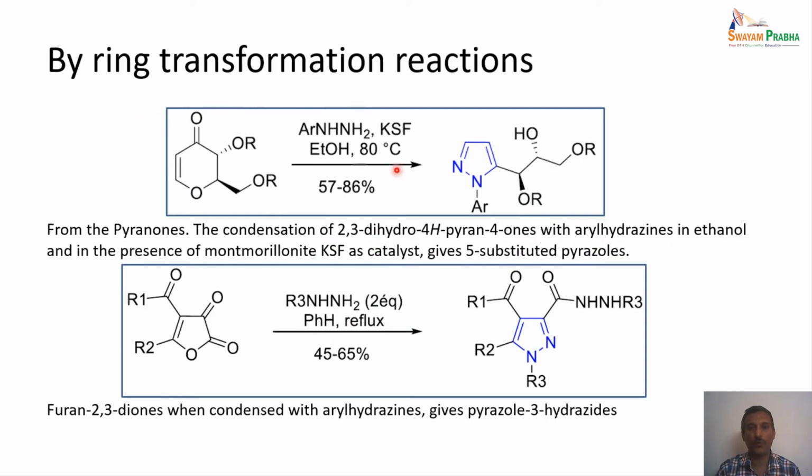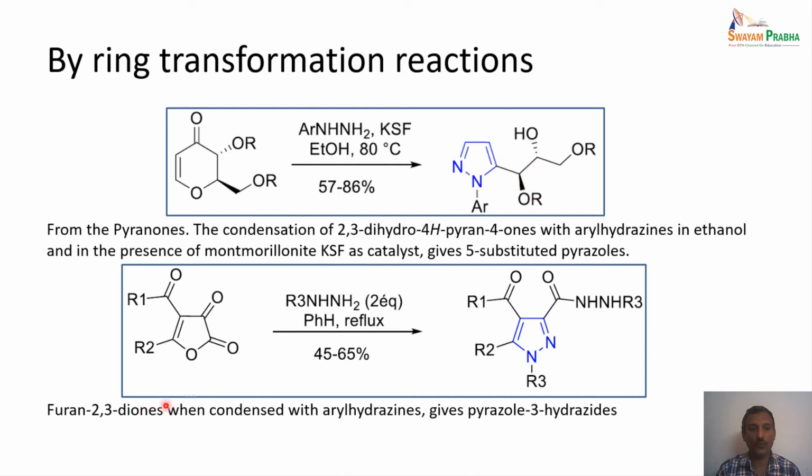We can also form pyrazoles using ring transformation reactions. So here in this case we are starting from pyranones treated with aryl hydrazines, and this is the condensation of 2,3-dihydro-4H-pyran-4-one, this is the starting material, with aryl hydrazines in ethanol. Ethanol is used as a solvent, and montmorillonite KSF as a catalyst. This at 80 degrees centigrade gives the corresponding 5-substituted pyrazoles.